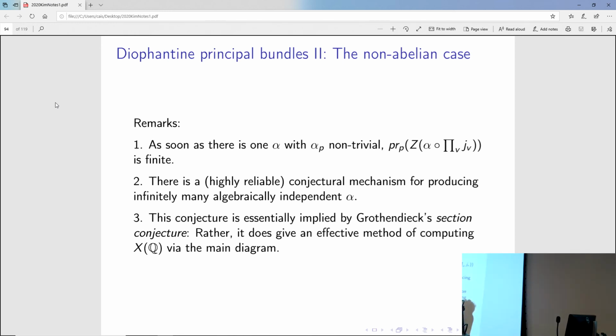Furthermore, there's a very reliable conjectural mechanism for producing infinitely many algebraically independent alpha. This is this business of the Bloch-Kato conjecture or other motivic conjectures. And in some sense, this is what I'll explain in the fourth lecture. This conjecture that I referred to, the non-Archimedean effective model conjecture, in some sense is essentially implied by Grothendieck's section conjecture. So that's what I'll explain later.